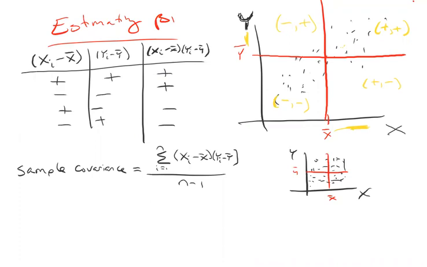So the sample covariance is not only measuring which quadrant the data points are in, but it's also measuring how far they are from this overall intersection of the means. So I'm going to draw my upper right plot a little bit. If I have a data point way out here, well, its x is way bigger than the mean of the x's, and its y is way bigger than the mean of the y's. So not only is it going to contribute a positive value to this sum in the sample covariance, it's going to contribute a very large in magnitude positive value.